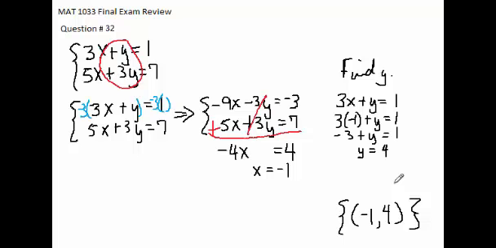So the ordered pair negative 1, 4 should be the solution to the system. The way to make sure is to plug that ordered pair into both of the original equations, and if it makes both equations true, that is the solution to the system, the point of intersection.